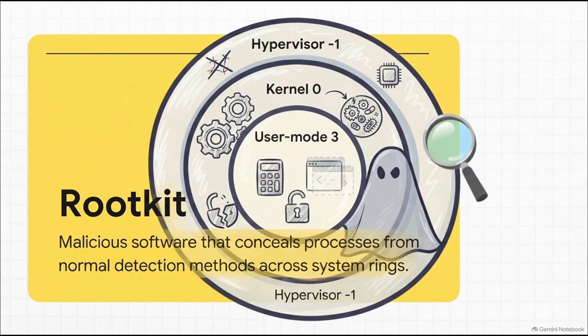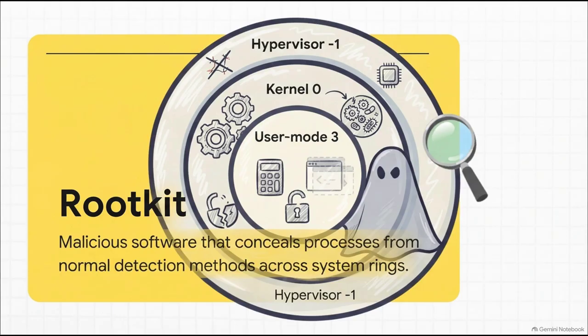Now, they need to ensure they can always get back in, even if the flaw gets patched or the passwords get changed. One of the most terrifying ways they maintain this persistent access is by dropping a rootkit. A rootkit is malicious software specifically built to hide other processes from normal detection. It's essentially an invisibility cloak.